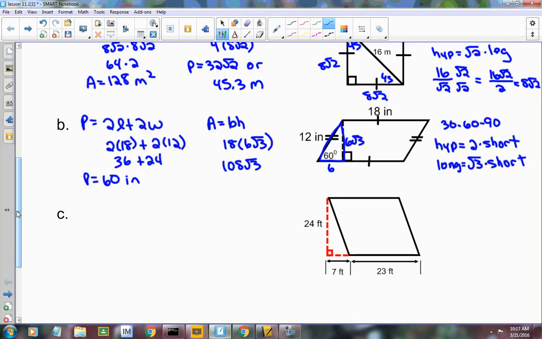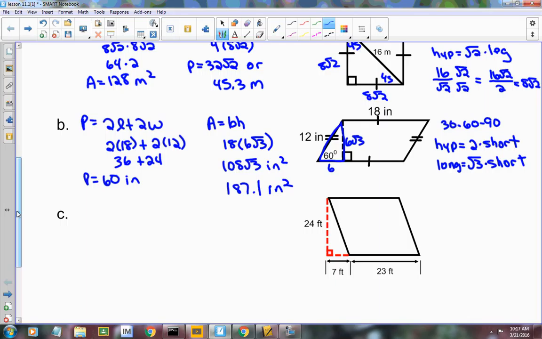That's my exact answer. And my estimated answer would be 187.1 inches squared. You need to be prepared to give both. And I've said this over and over again. I'm going to say it again. Don't round in the middle of your problem, okay? Keep everything exact until the very end, okay? You're going to get a better answer, and it's a lot of times easier to work with.